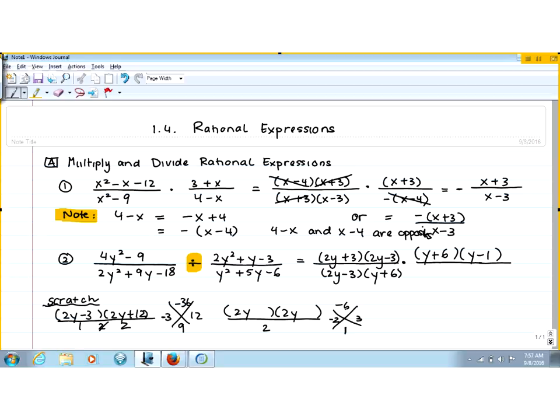Negative 2 and 3. So when we multiply, this is negative 6. When we add, this is positive 1. So minus 2 plus 3. All right.